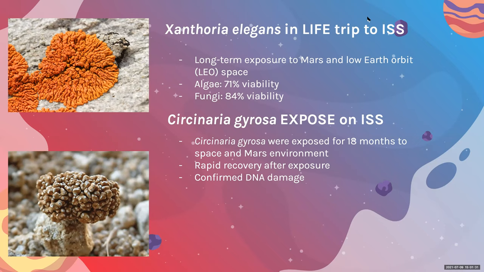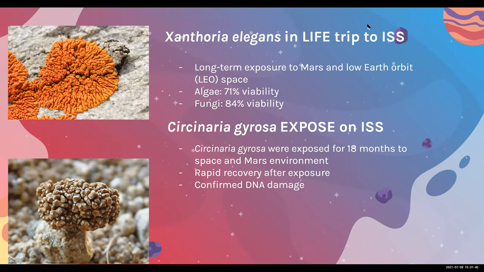But we saw the thing where it went into this hibernation state, right? So it was living afterwards, but it was not doing its normal lichen life during exposure to these conditions. So it just kind of shut down and waited for it to be over. And we see the same thing happening with the other lichen, Circinaria gyrosa. This is a really funky looking one, but they're all kind of weird looking. And this one was also exposed to Mars and space conditions for 18 months. And we saw rapid recovery of normal function after exposure. But the same thing, it wasn't really doing anything while it was being exposed. And interestingly, we also saw damage to its DNA after the experiments, which shows that maybe even longer term, it could end up killing the lichen if we kept testing it after 18 months.